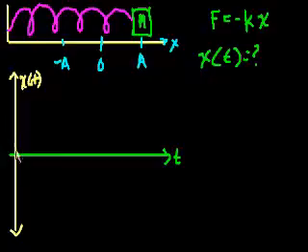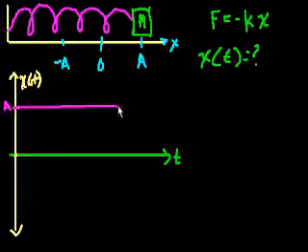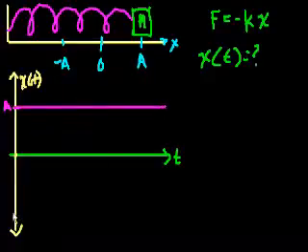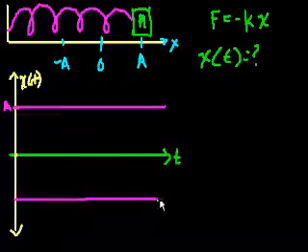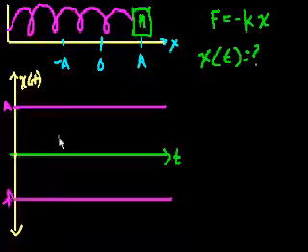Let me switch colors. So at time equals 0, what is the x position of the mass? Well, the x position is A, right? So this is A. Actually, let me draw a line there. That might come in useful. This is A. And then this is going to be, let me try to make it relatively symmetric, negative A. That's minus A. So at time t equals 0, where is it? Well, it's at A, so this is where the graph is.